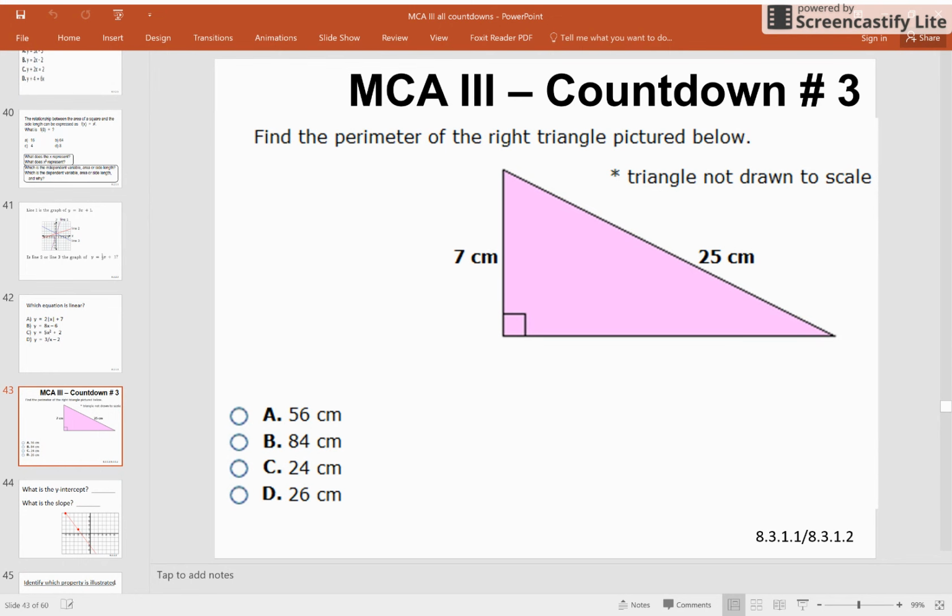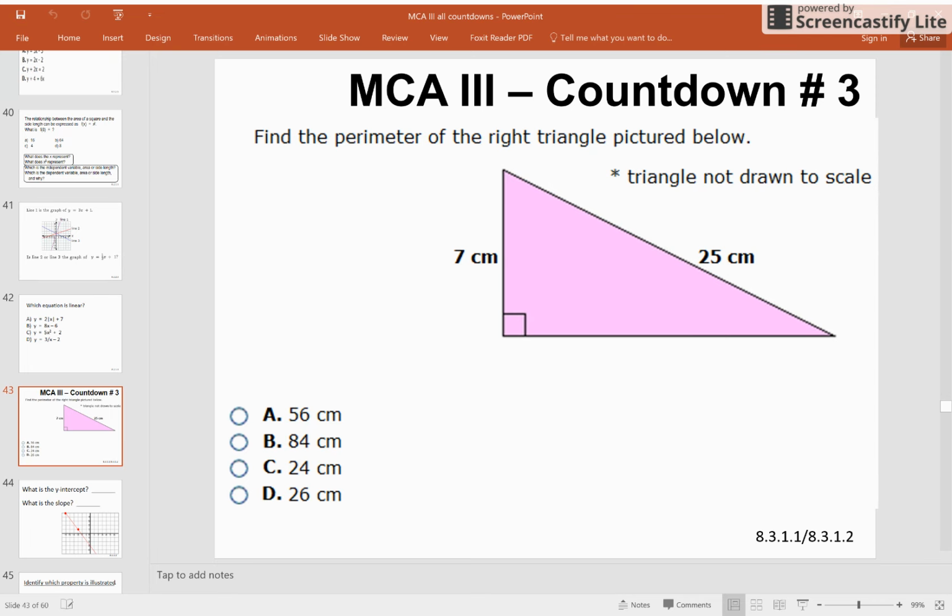So what you would do is take, in this case, a squared to be 7 squared, plus your medium side, which we don't know, b squared, equals your longest side, which is 25 squared. We know 7 squared is 49, plus b squared equals 625. Now we just use our algebra skills and get b squared by itself. So subtract 49 from both sides, and end up with b squared equals 576.